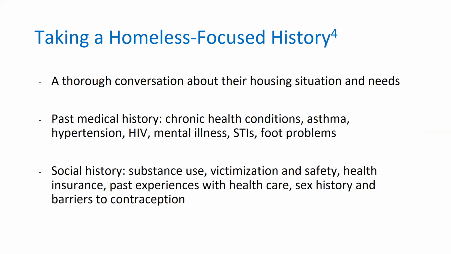Use the social history similarly to pay attention to certain social conditions, social behaviors, and social determinants of health that are at higher prevalence within homeless populations, like substance use, victimization and safety, health insurance, past experiences with healthcare, and their trust of the healthcare system, any sexual history that they have, and any barriers to contraception that they may be experiencing. So again, you're still going to cover all the bases that you would with a normal patient or a housing secure patient within the history, but you're also going to make sure that you talk about those at-risk areas for homeless patients.